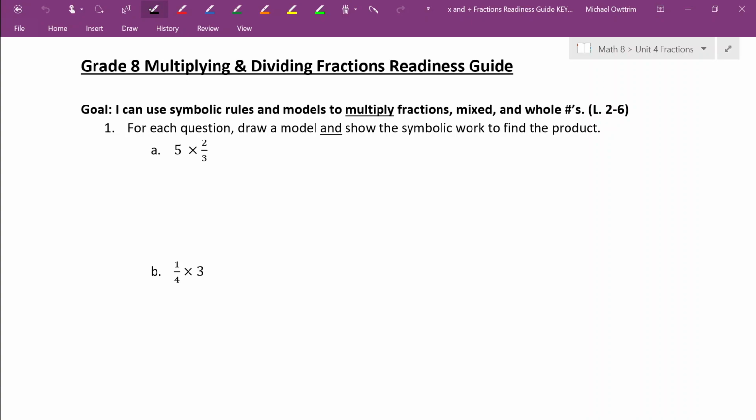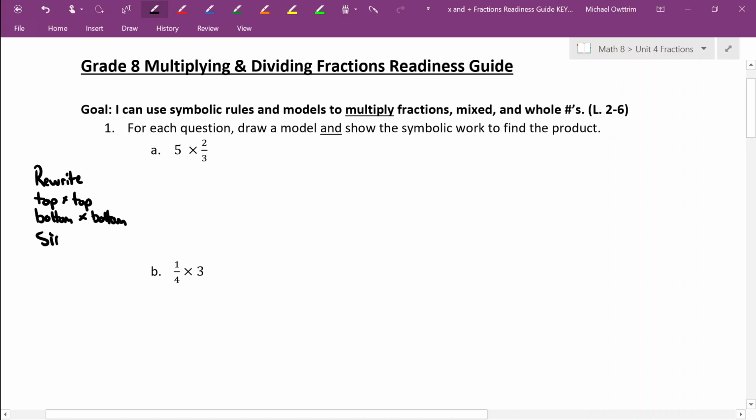In terms of our symbolic rules, we want to follow our process of rewrite, top by top, bottom by bottom, and simplify at the end. We always simplify our fractions. So if I take a look at question A, I want to start by rewriting that whole number as a fraction. So any whole number can be written as a fraction by dividing it by 1. And from here, there's nothing really else I can do.